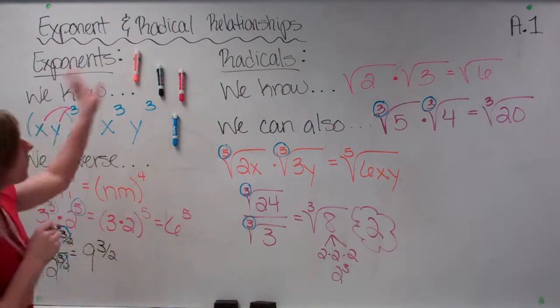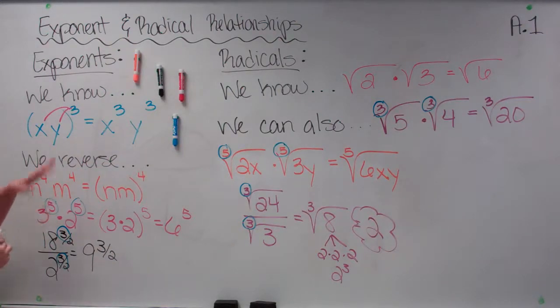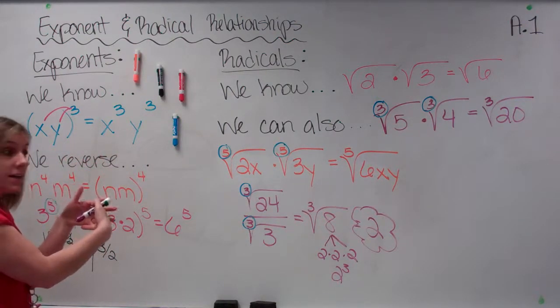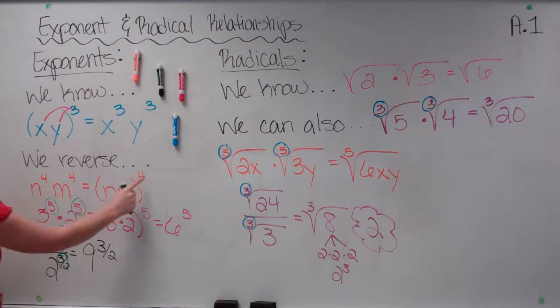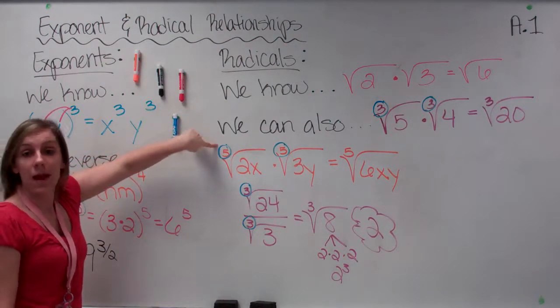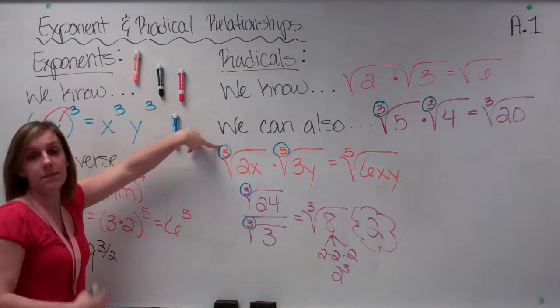All right, so that's the first thing I want you guys to realize, is that you can actually combine some of these things. You can multiply or you can divide them, as long as these exponents or these radicals, we call them indexes, match one another.